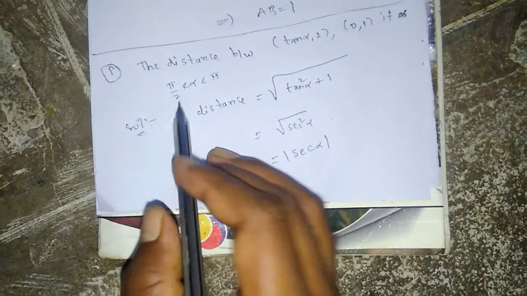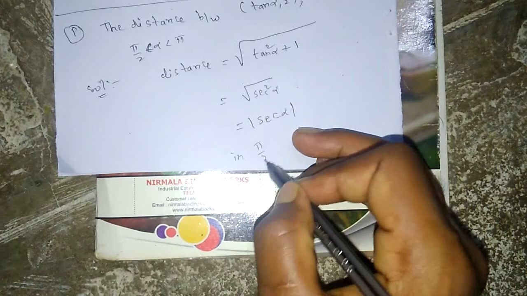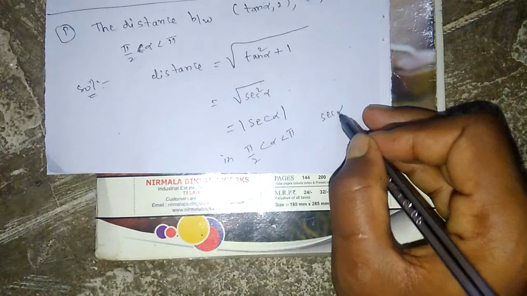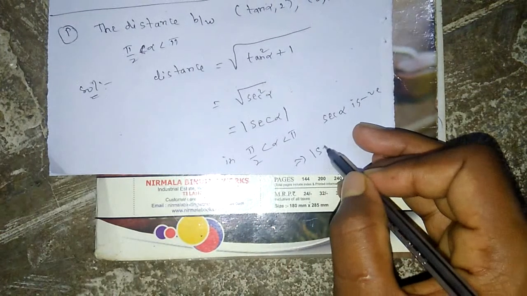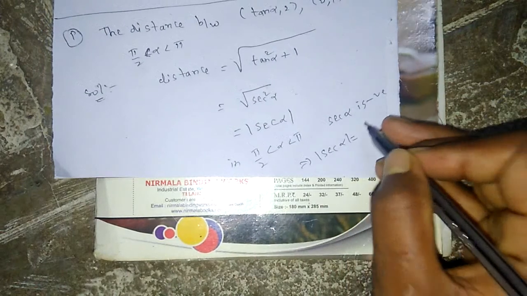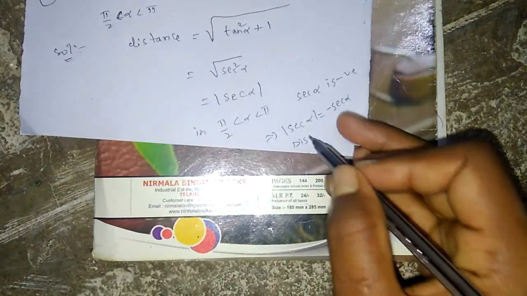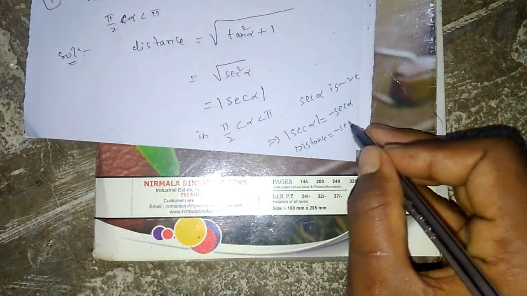Here in π/2 to π, in the interval π/2 to π, sec α is negative, which implies mod sec α is equal to minus sec α. Therefore the distance is minus sec α.